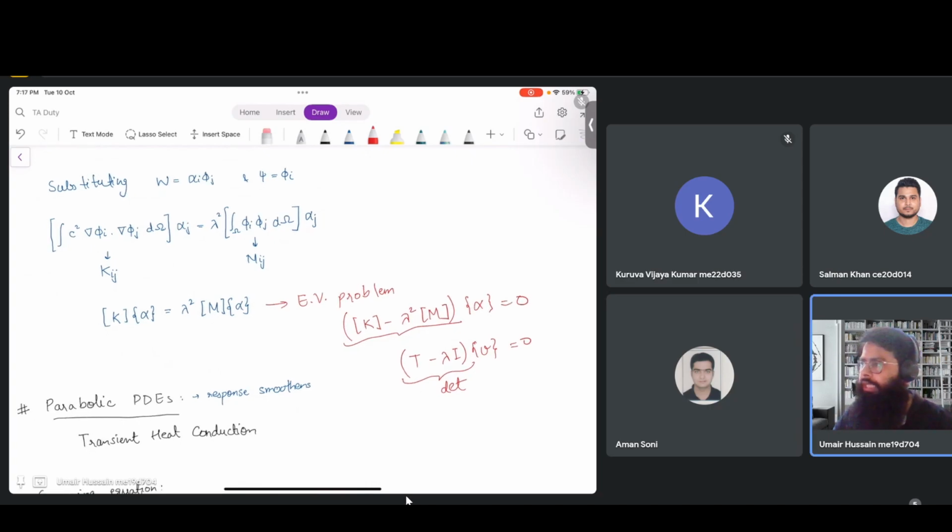So that's how we solve any problem. There can be any type of problem. We just formulate it in terms of the stiffness matrix and mass matrix, and then we take the determinant of k minus lambda m.